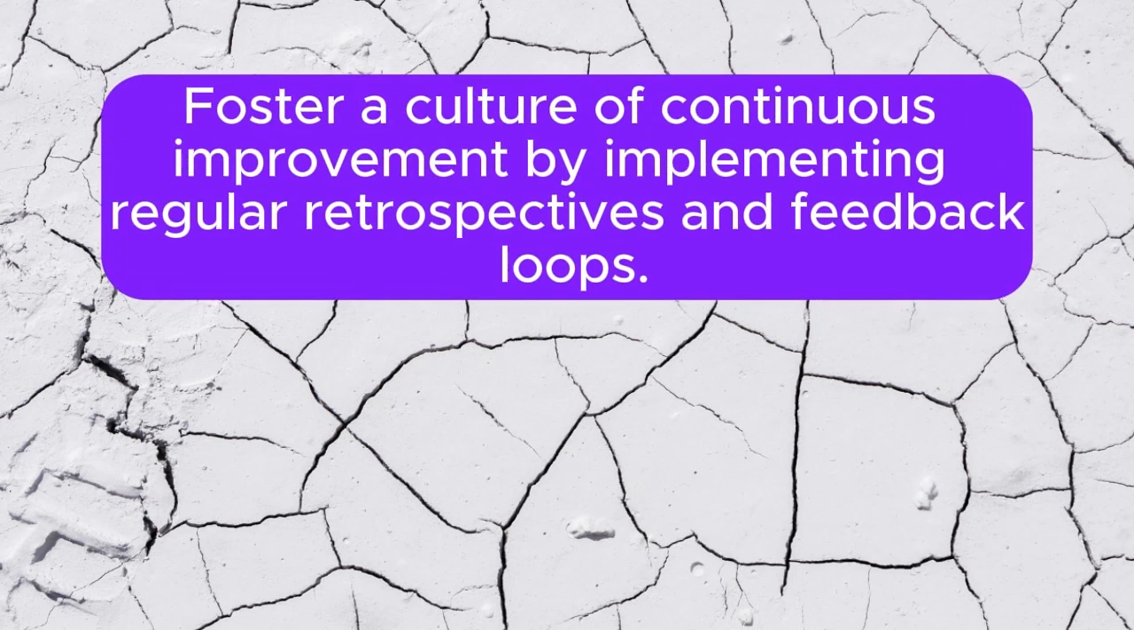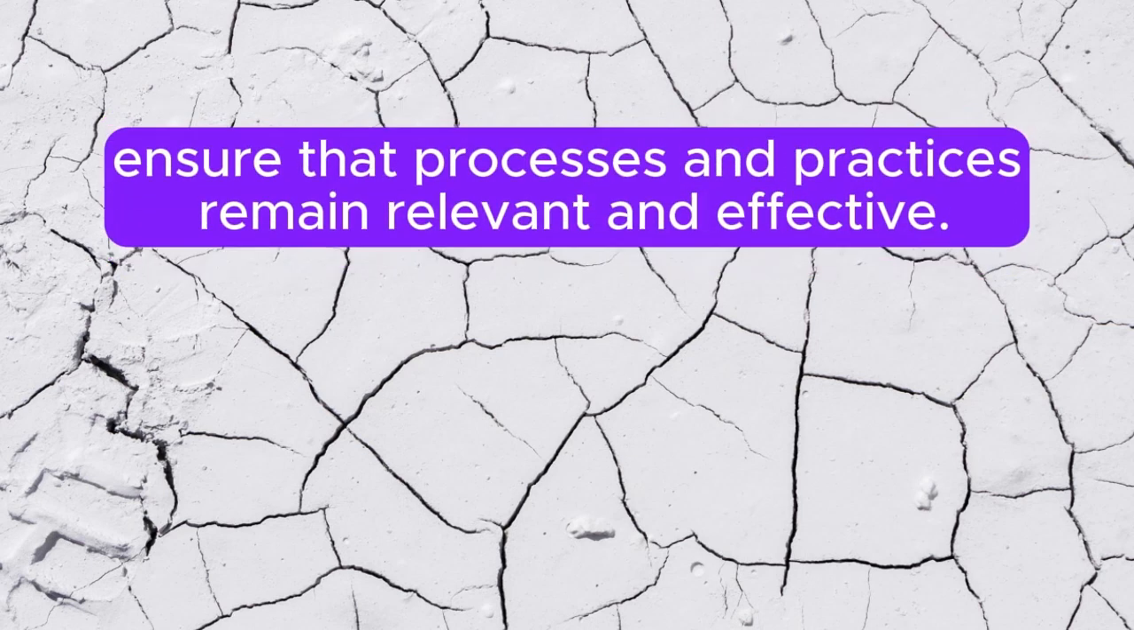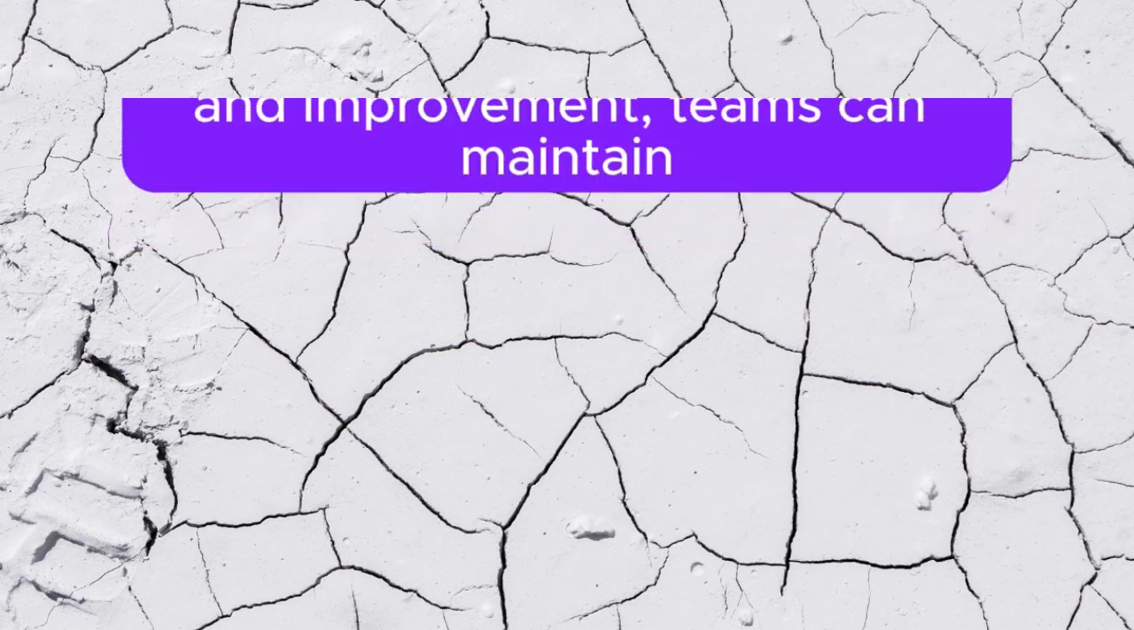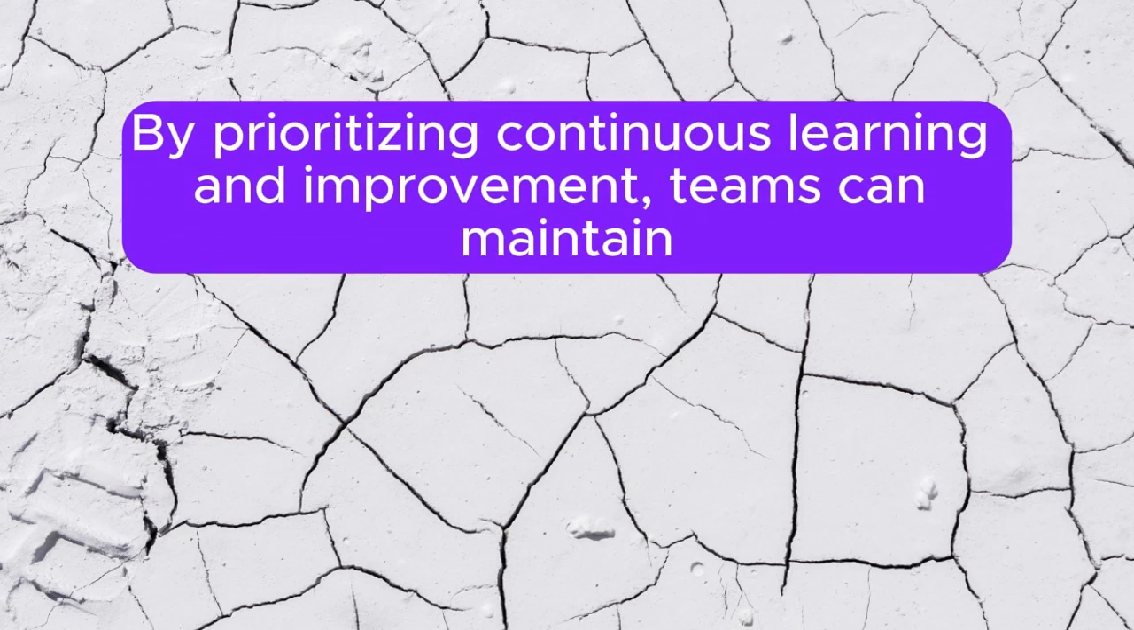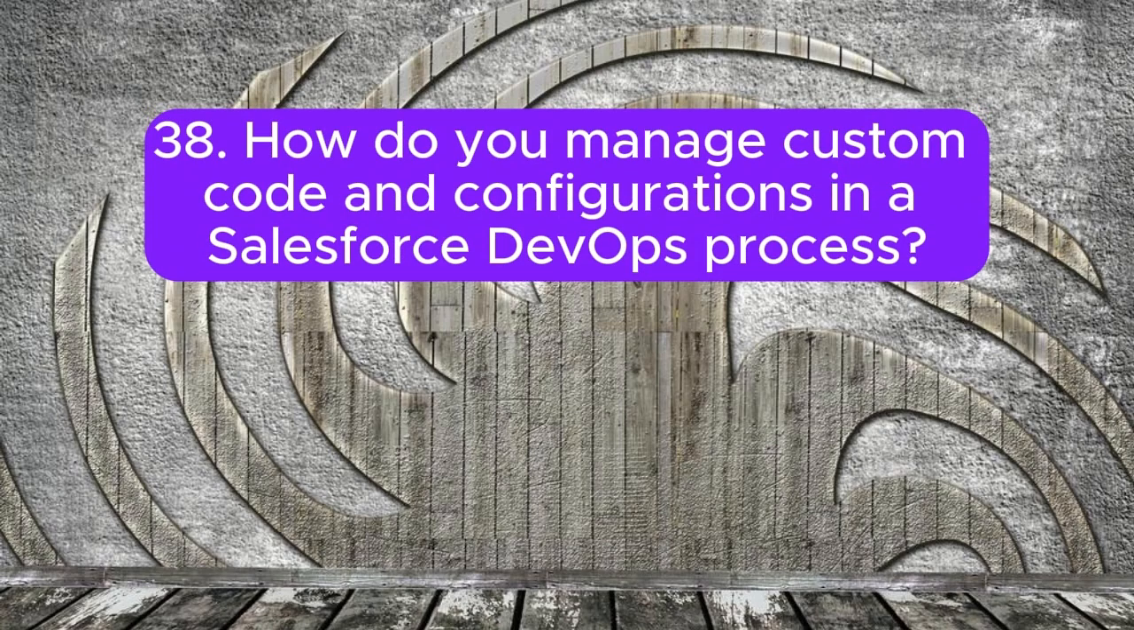Foster a culture of continuous improvement by implementing regular retrospectives and feedback loops. Stay updated with the latest trends and developments in Salesforce and DevOps to ensure that processes and practices remain relevant and effective. By prioritizing continuous learning and improvement, teams can maintain a high standard of quality and efficiency in their DevOps processes. 38. How do you manage custom code and configurations in a Salesforce DevOps process?